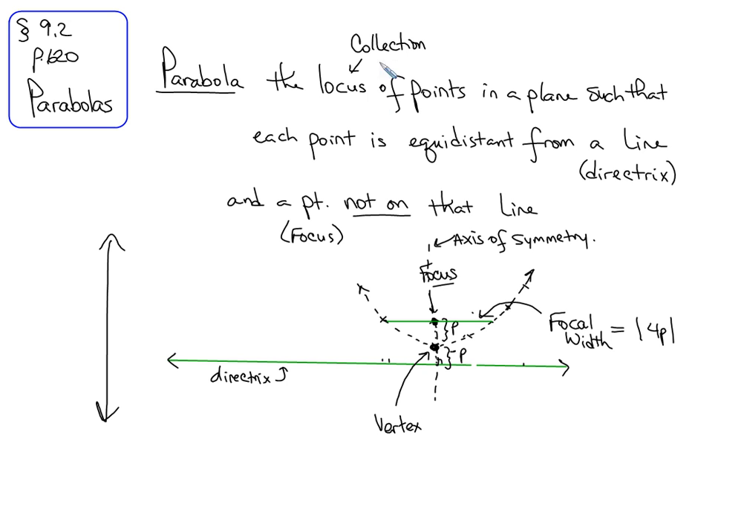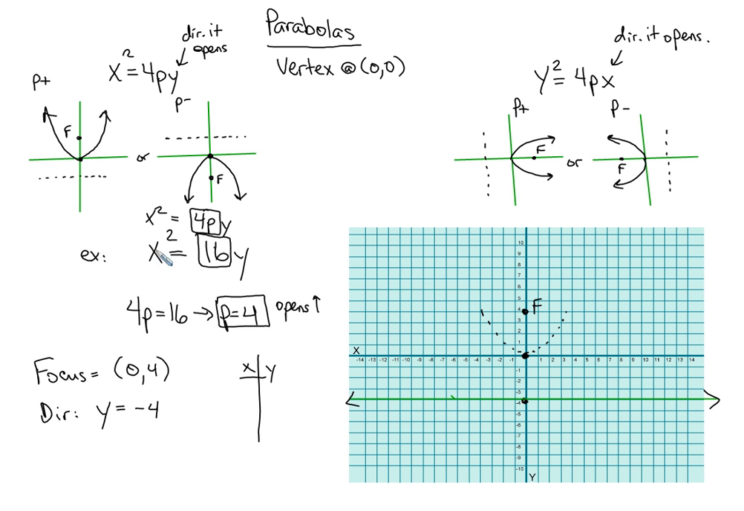Where did 4p come from? It's part of our equation, right? Remember, guys, I told you to write down 4p equals 16? Did you guys really have to write down 4p equals 16 in order to figure out that p was going to be 4? No, you could have just looked at this and said, oh, look, p is 4. But I told you to write down 4p equals 16. Why? Because we use it in our equation. If 4p is equal to 16, then the focal width is equal to the absolute value of 4p, which is the absolute value of 16.